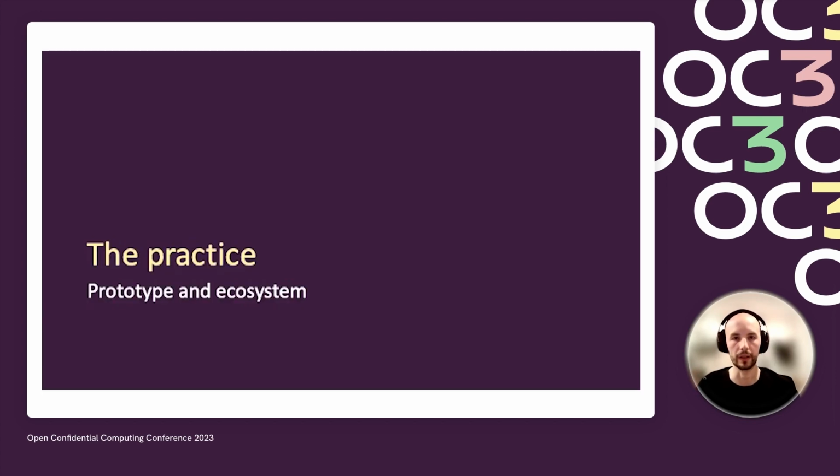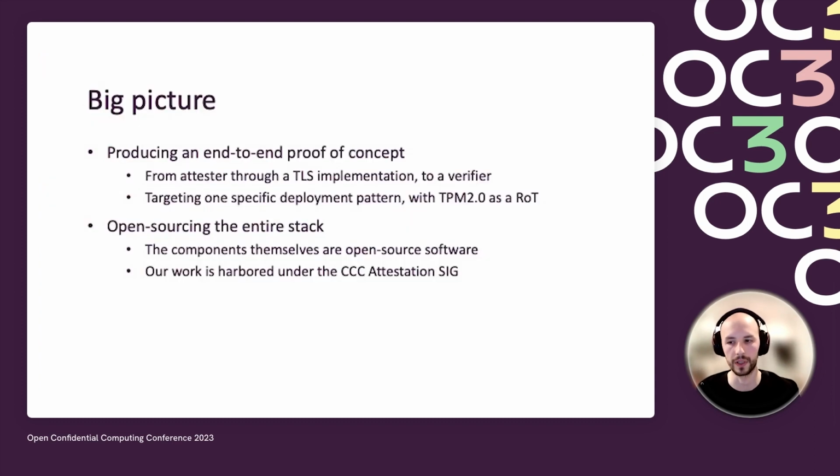Moving on to the actual practical side, the prototype that we're trying to build. The big picture here is that we are trying to build an end-to-end proof of concept of this entire stack, going all the way from the root of trust to the verification service, obviously going through a TLS implementation. Unfortunately, because our theoretical work and the standards that we were putting together allow such a broad range of deployment patterns, we've decided to make our prototype simpler, to target a specific deployment pattern that I'll be detailing in a second, and to couple this with a TPM 2.0 root of trust to back it all.